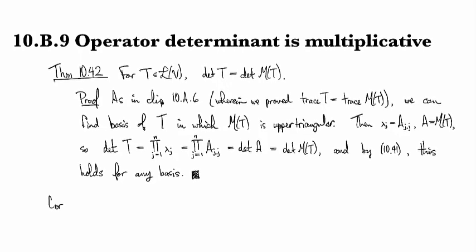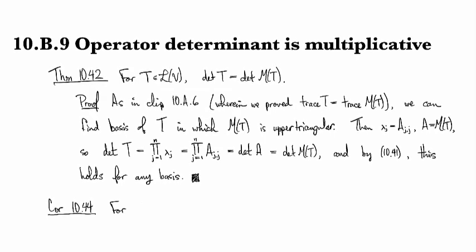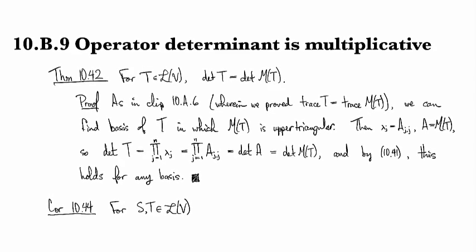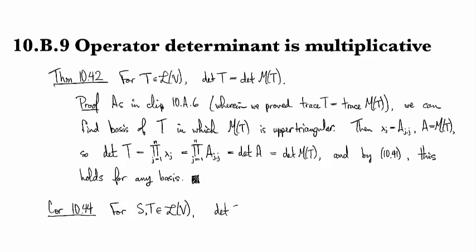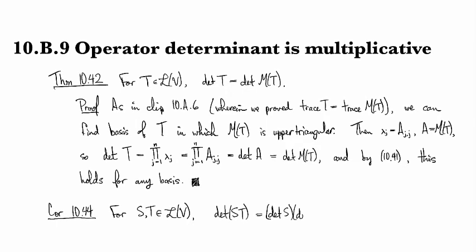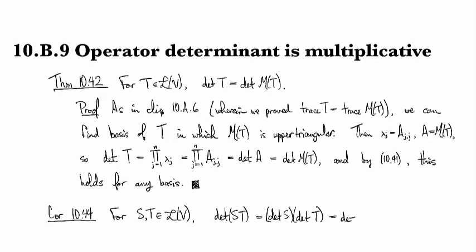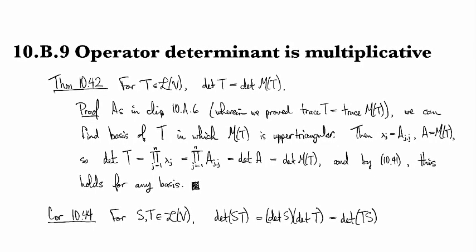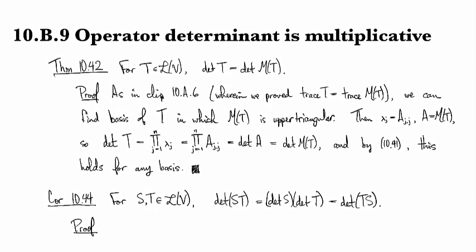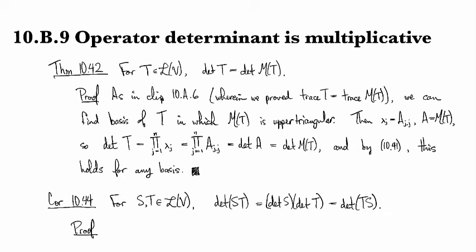And then as a corollary to this, proposition 10.44: for S and T both operators, we have multiplicativity. So the determinant of ST is equal to the determinant of S times the determinant of T, which is also, putting it back together in the opposite order, the determinant of TS. Okay, so the proof is mainly just reducing to previous results. In other words, it's a proof by theorems.